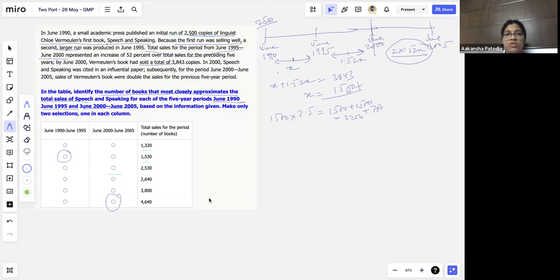So essentially, 2500 was not needed initially, right? It doesn't contribute to us solving the equation. So it's like a real life scenario in which you will have some irrelevant data. You need to figure out which data you need to pay attention to, which data to ignore. That will be the case in many other data insights questions.